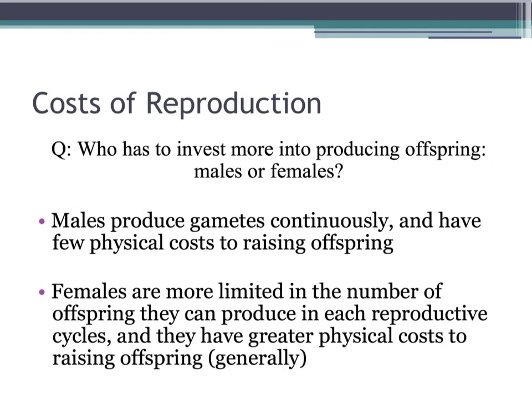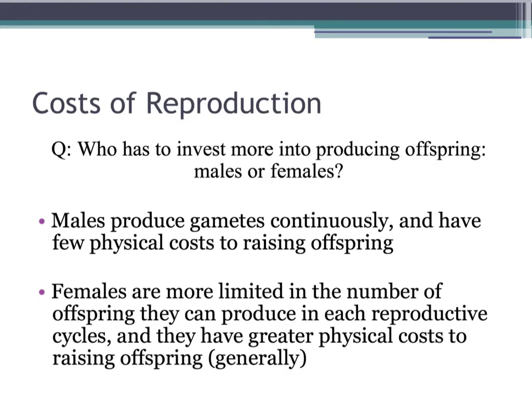I always like this one. Who has to invest more in producing offspring, males or females? I usually like to ask this in class because we get some interesting answers. If you think about it, males are going to produce their gametes constantly. That's sperm, right? They're going to get a new load of it quite often. They have very few costs to raising their offspring. Whereas you think about females, and this is not just in humans, we're talking about animals, right?